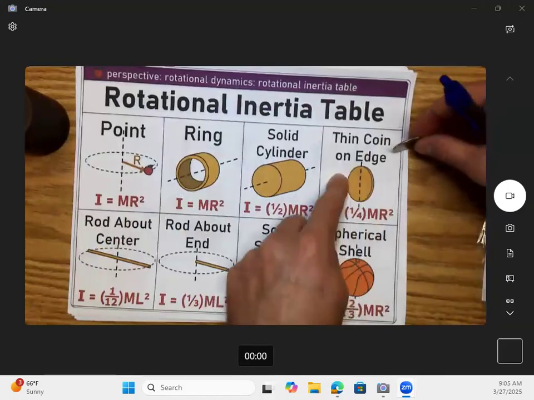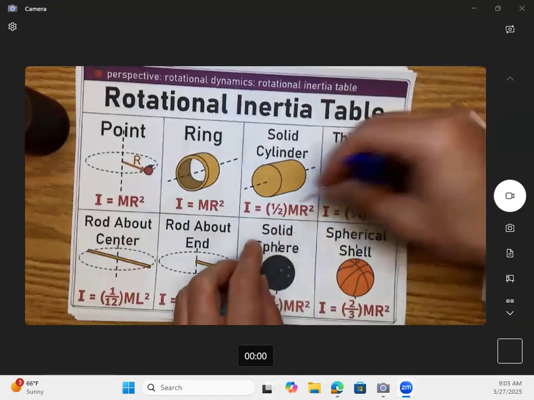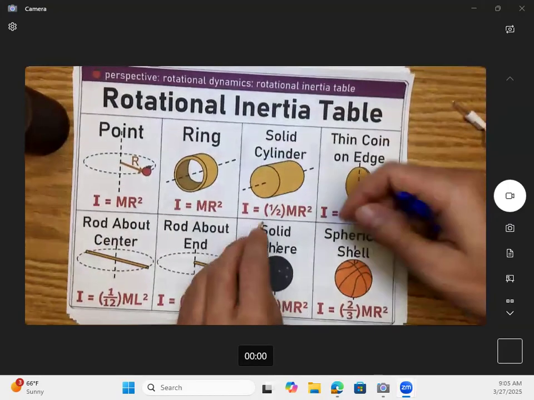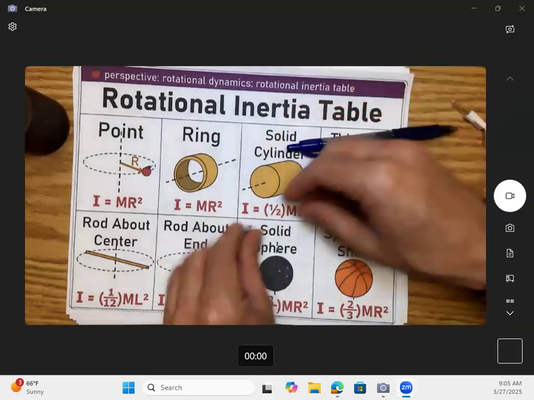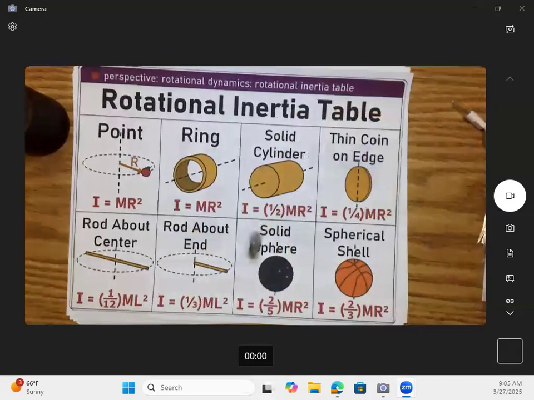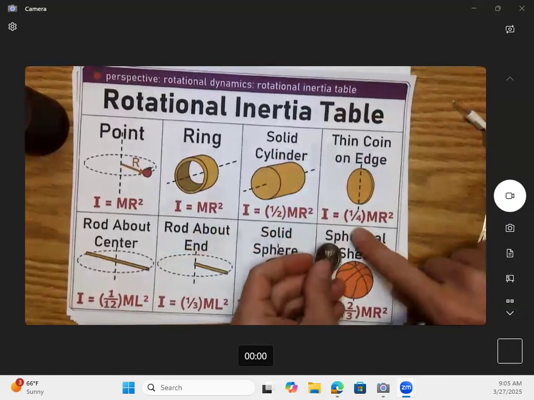Okay, so the thin hoop on the edge. Here's the thin hoop on the edge, it's like this. As long as it's rotating just like that, it'd be 1/4 m r squared.